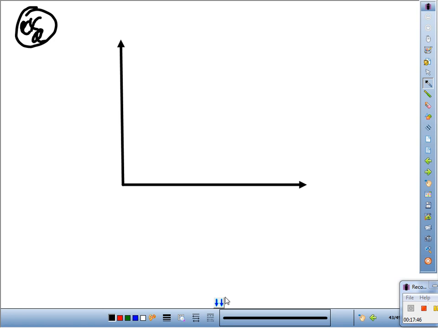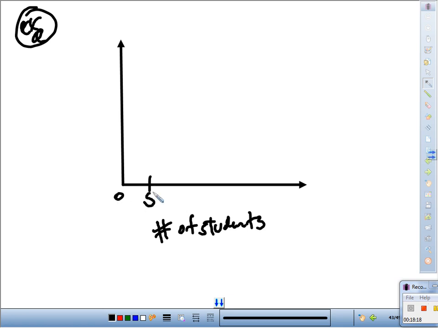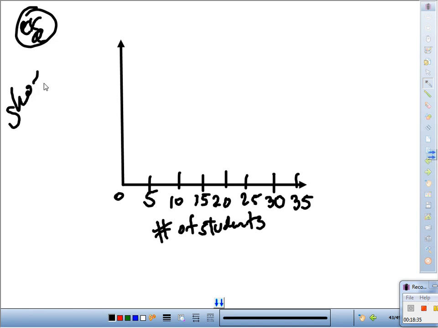All right. And then we're going to label the x-axis, we're going to label number of students. Since I have an average of about 30 to 35 per class, I'm going to go by 5. So 0, 5, 10, 15, 20, 25, 30, 35. For here, I'm going to write shoe size.